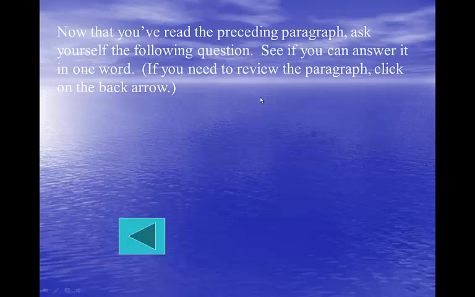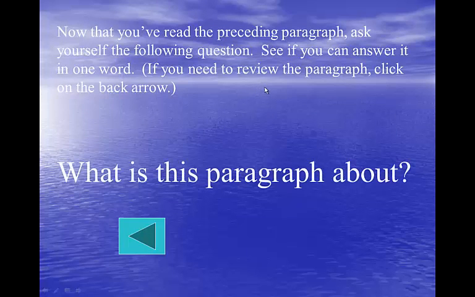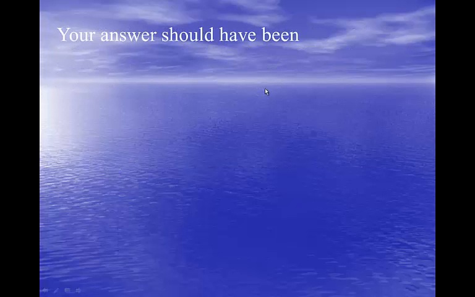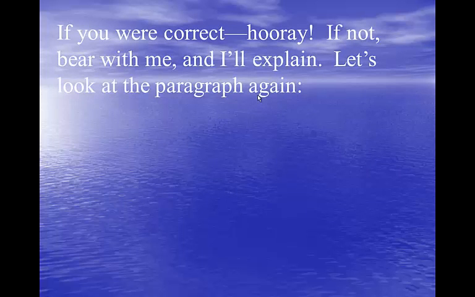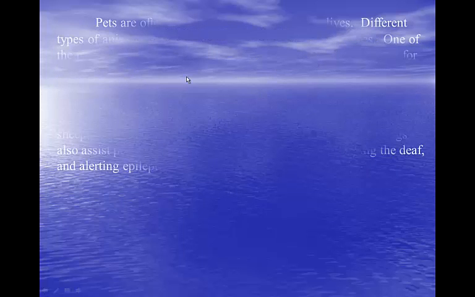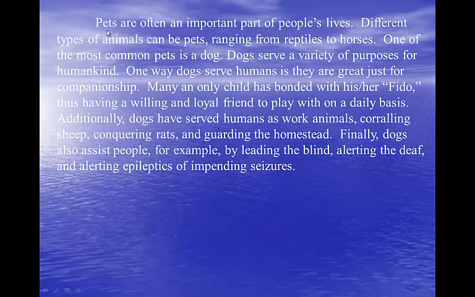So if I were to ask you about the paragraph there, you'd tell me that the paragraph is about dogs. Now, some of us might have been confused because we could have thought it was about pets, or we could have thought it was about a variety of pets. Let's look at the paragraph again to see how we may have been confused. It starts off with "pets are often an important part of people's lives." Many of us love it when the main idea of a paragraph is the first sentence, and a lot of times people would read this and then immediately tell me that this was about pets because they chose not to read on.